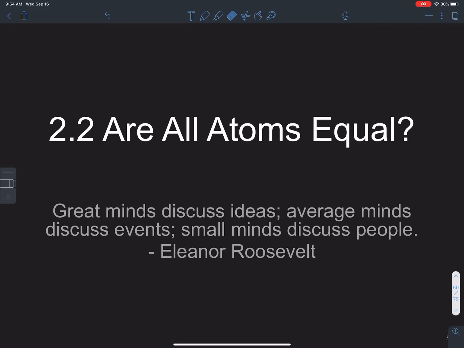So welcome back, and we're going to be talking about 2.2 today: are all atoms equal? We have a quote from Eleanor Roosevelt for today.